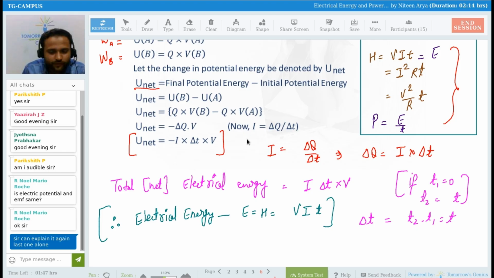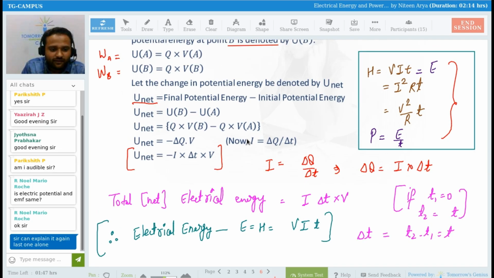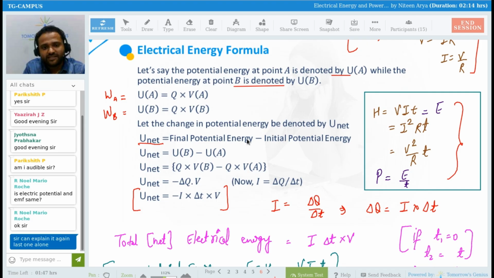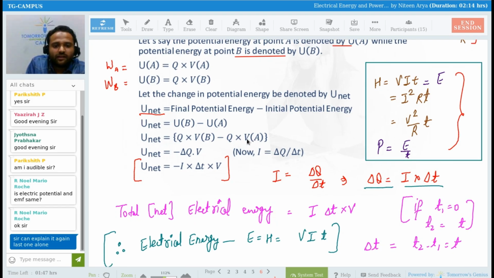That is VIT. How do we come to this point? Again, potential energy for an electrical system is Q into potential, where Q is the charge. To find the net or total energy, I need to subtract the initial potential energy from the final potential energy. When I do so, the potential is V, which is VB minus VA, and the charge is del Q. Now I know I is del Q by del T, so del Q is I into del T, and I put this into equation number 1.